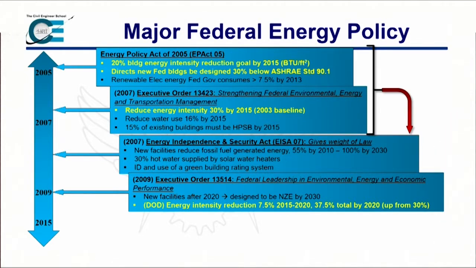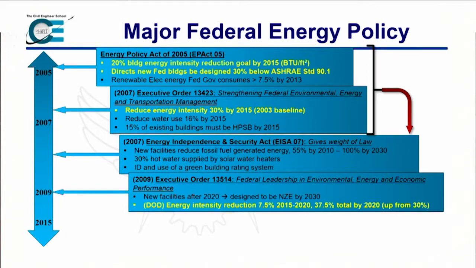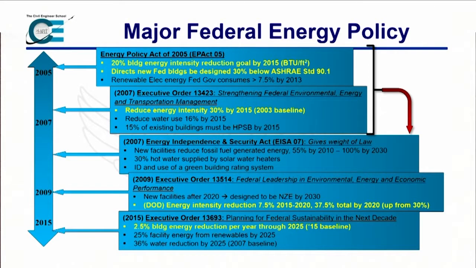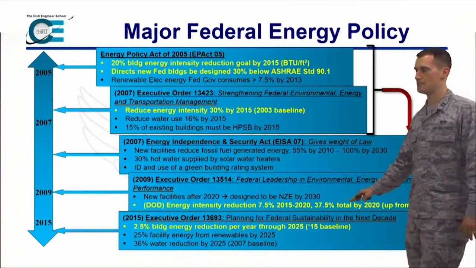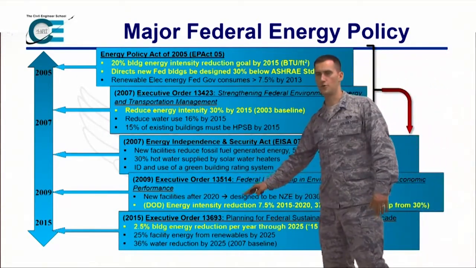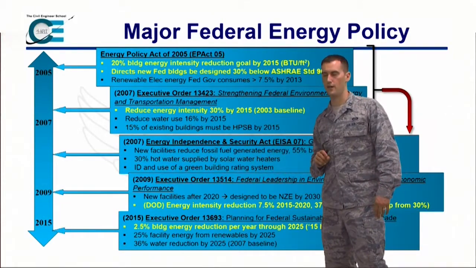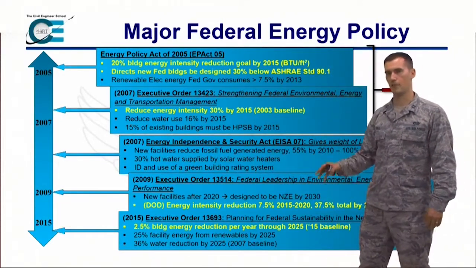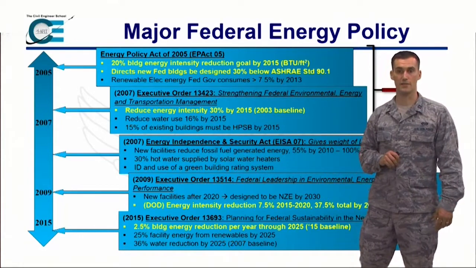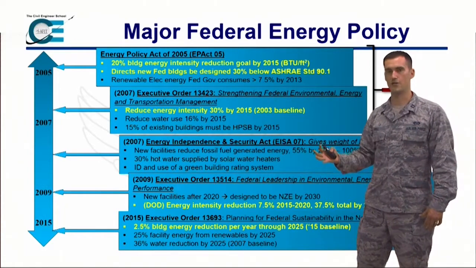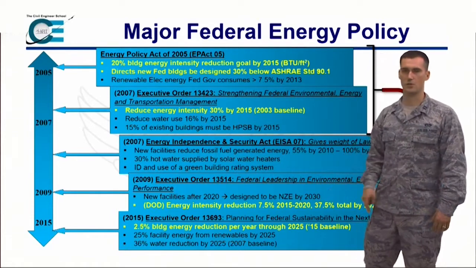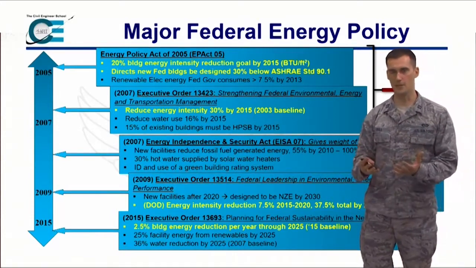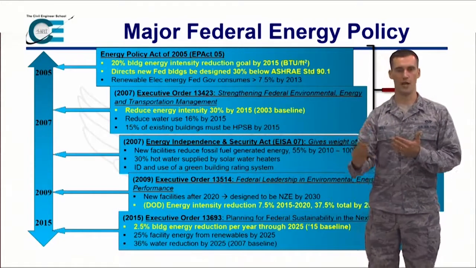So roughly a third of what we were using per square foot as we did in 2003. And then the last executive order in 2015 was again upping that. Now we're going to take a 2015 baseline, and we want to go 2.5% per year through 2025. So you're talking about 25% of energy reduction between 2015 and 2025. So the common theme here is more aggressive.